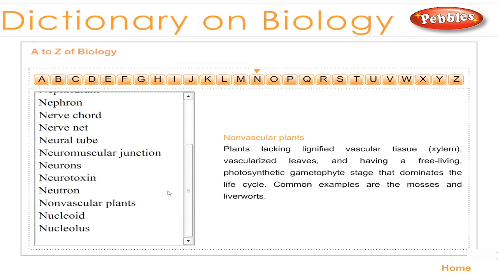Non-vascular plants, plants lacking lignified vascular tissue system, which is the xylem, vascularized leaves, and have a free-living, photosynthetic gametophyte stage that dominates the life cycle. Common examples are the mosses and liverworts.